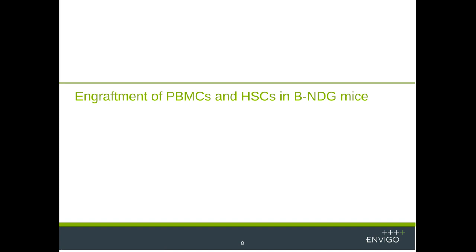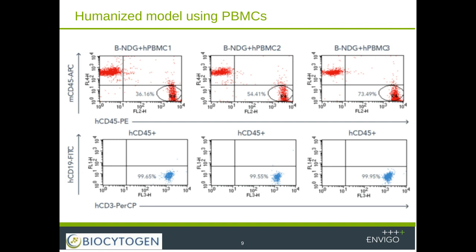Biocytogen performed some of these humanization experiments utilizing the B-NDG mice, and they did this using both human peripheral blood mononuclear cells and hematopoietic stem cells. So here we see some data from the study done utilizing PBMCs. For this study, three mice were utilized that were injected with 5 million PBMCs into their caudal veins, and then 24 days after the injection, they looked at how many mouse CD45 positive cells were present compared to how many human CD45 positive cells.